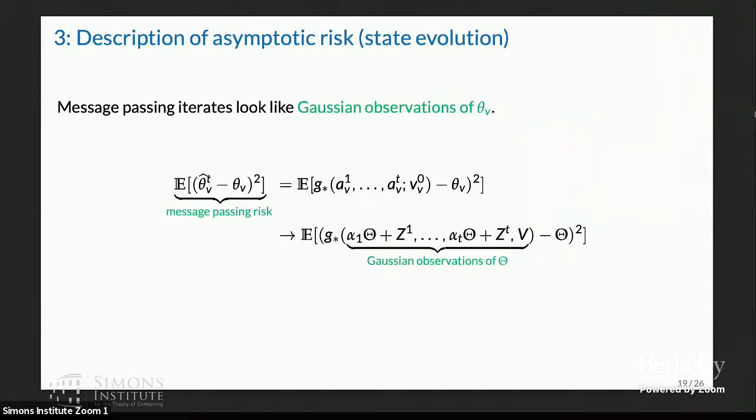Okay, on to step 3, which is the state evolution. It's the same sort of state evolution that we have for AMP. We get that the iterates of the message passing algorithm look like Gaussian observations of the unknown parameters. In particular, the risk at iteration T asymptotically looks like the same risk you would get in the scalar model, where the scalar model I compare to is exactly the same as the one I compared to in the high-dimensional regression model. It has coefficients alpha, and these coefficients and this covariance T are the same as I would get by running the AMP algorithm with the same choice of functions f and g.